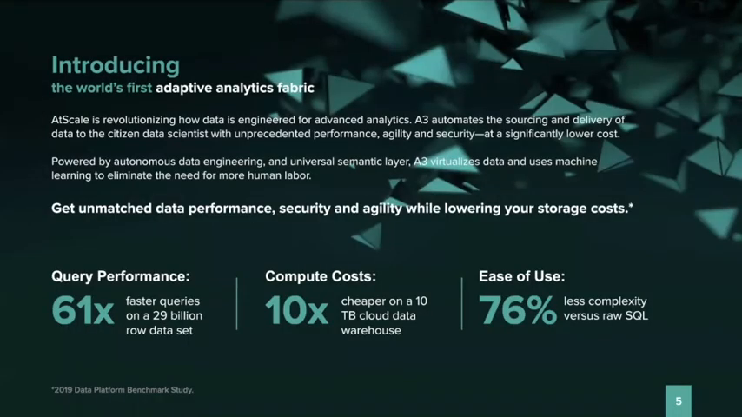So what AtScale can do for you, especially if you're looking to move to the cloud, is that we can make platforms like Snowflake and BigQuery and Redshift even better. And we can do that by speeding up queries by over 60 times. We can lower your compute cost by up to 10 times and make the interface much easier to use in terms of consuming data in the cloud.